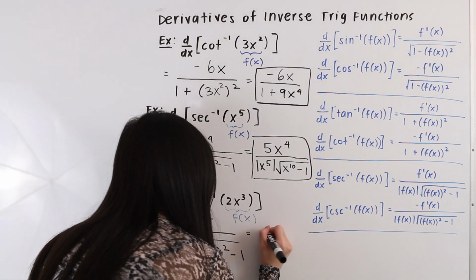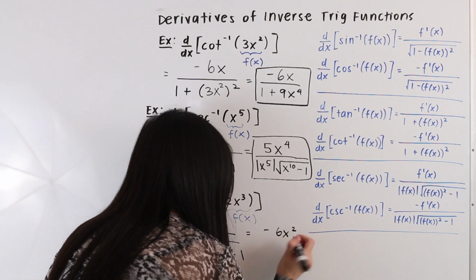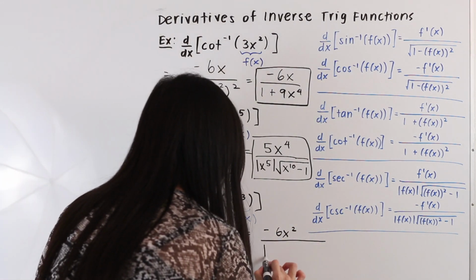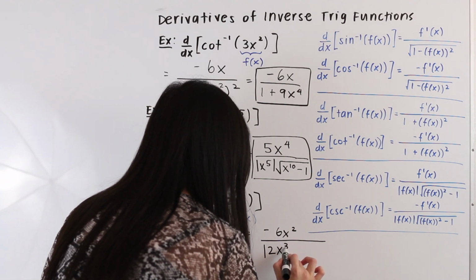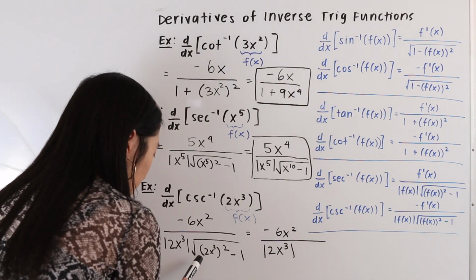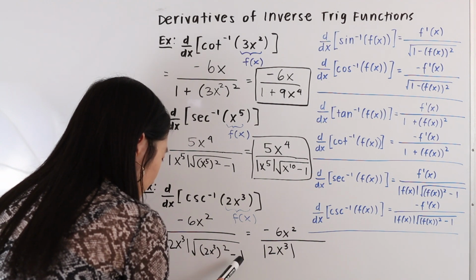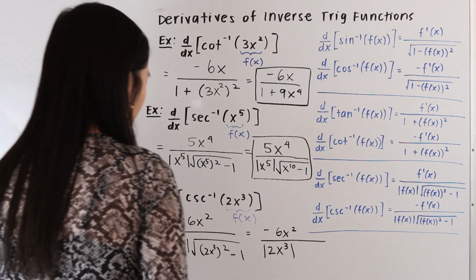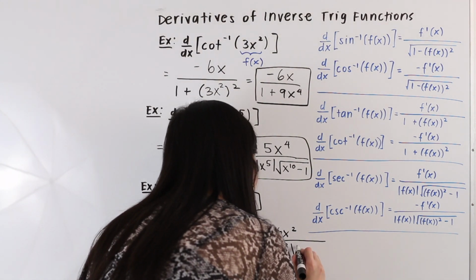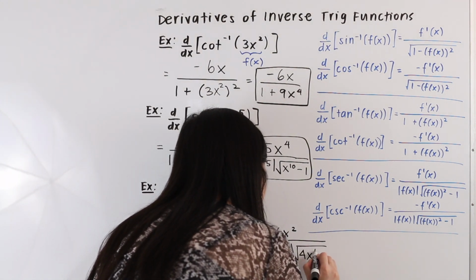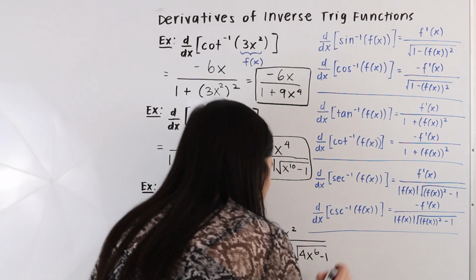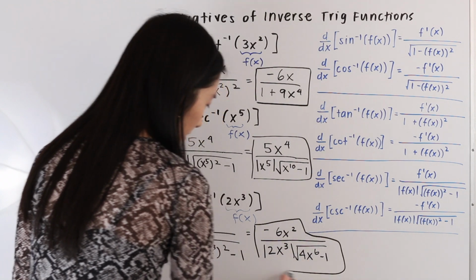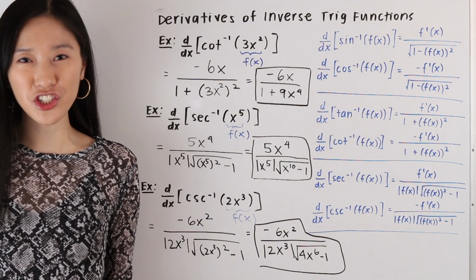So we have negative 6x squared over the absolute value of 2x cubed, and then we have times the square root of 2x cubed squared minus 1. And so 2x cubed squared simplifies down to 4x to the 6th. So we have 4x to the 6th minus 1. And this is our final answer. And so that is how you find the derivative of an inverse trigonometric function.